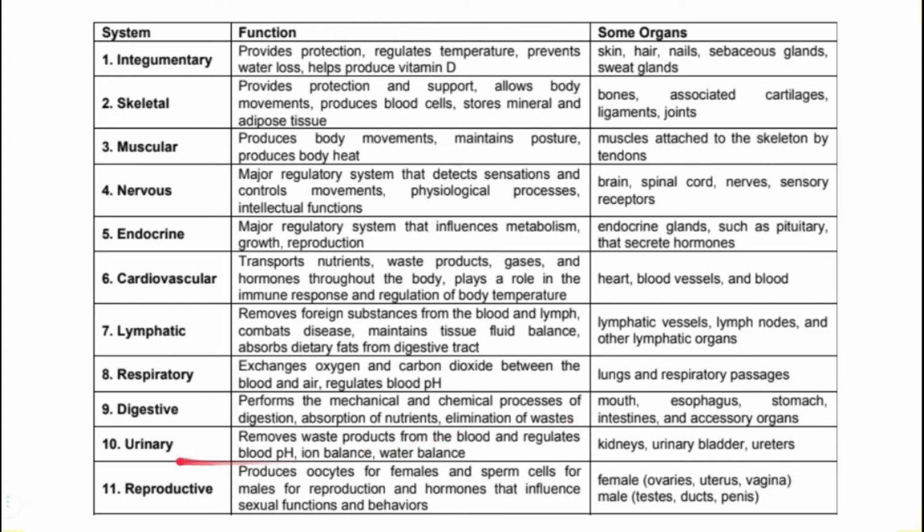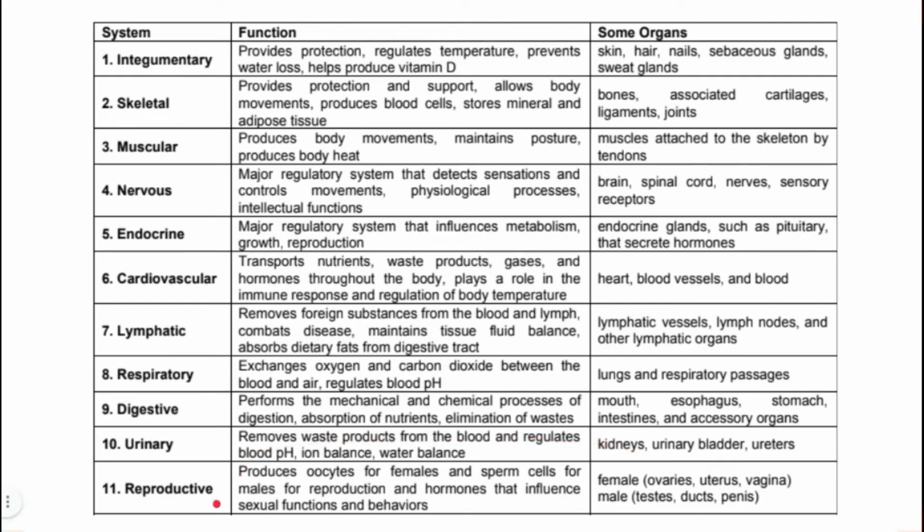Next po natin, we have your urinary system. This will remove waste products from the blood and regulates blood pH, ion balance, and water balance. Parehas po na ang respiratory tsaka urinary system can regulate blood pH. And then, under the urinary, we have your kidney, the urinary bladder, and even the ureters.